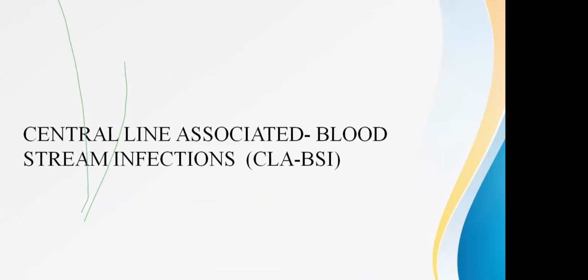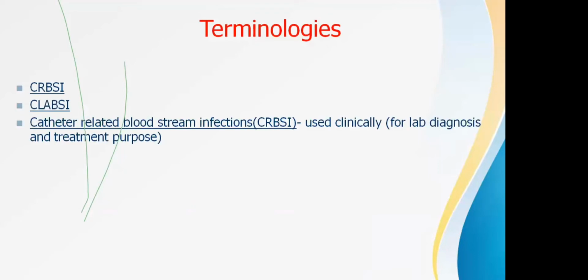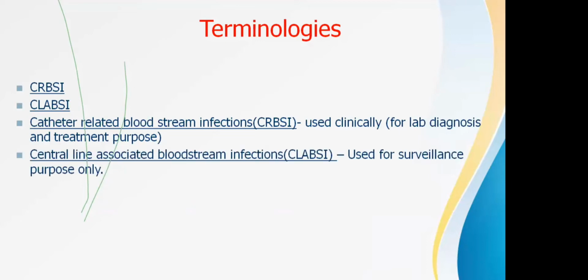We talk about CLABSI, but when we talk about surveillance, the word changes into something else. There is one word named CRBSI. This is nothing but catheter related bloodstream infection. But when we are talking, we are saying CLABSI. How is it different? See, catheter related bloodstream infection is used basically for microbiological, lab and treatment purposes, right? But when we talk about surveillance, we have to label it as central line associated bloodstream infection.